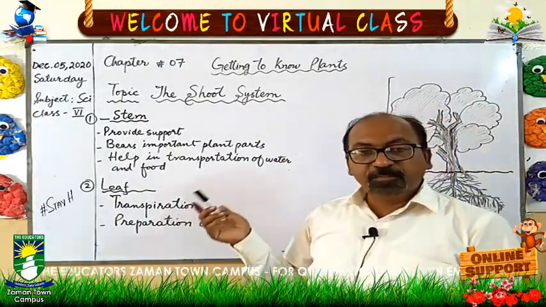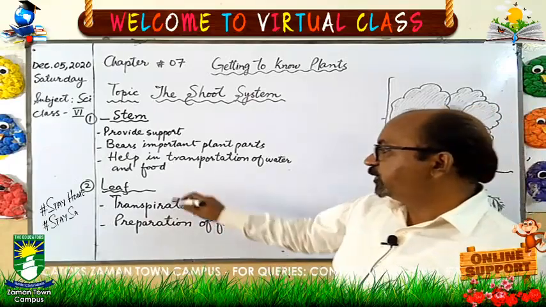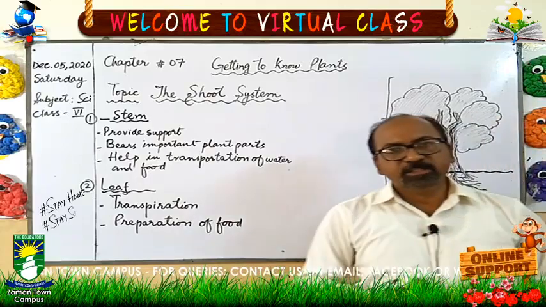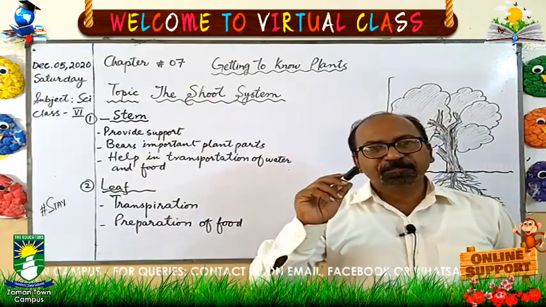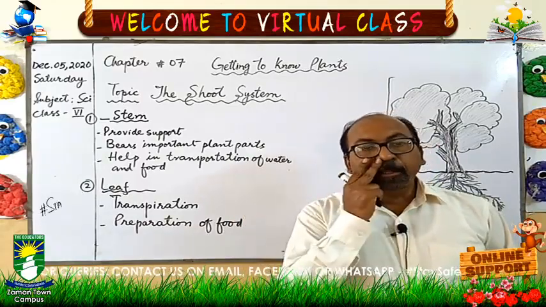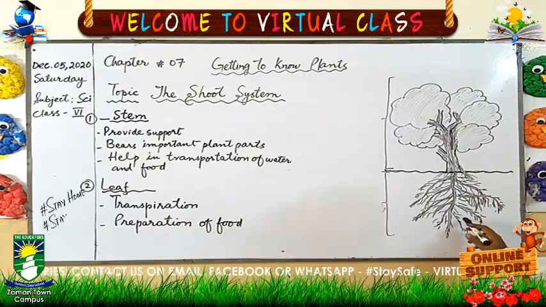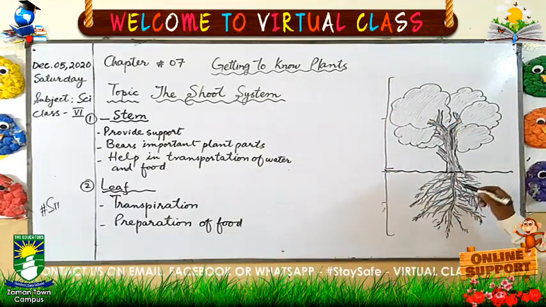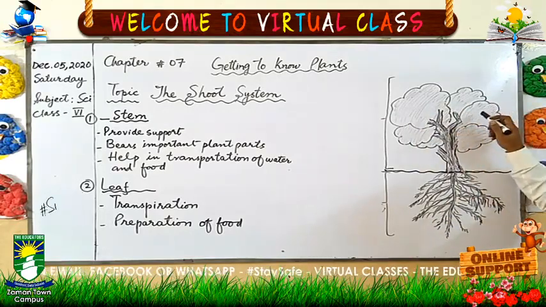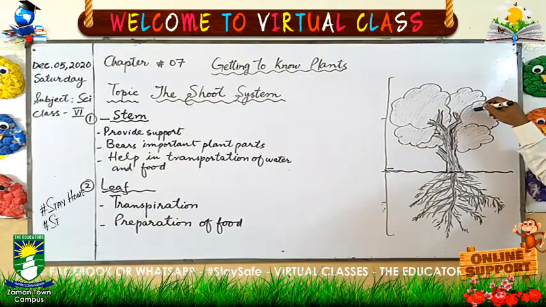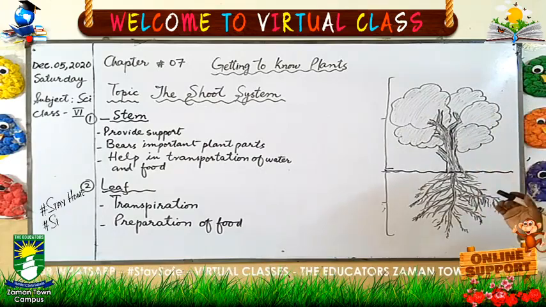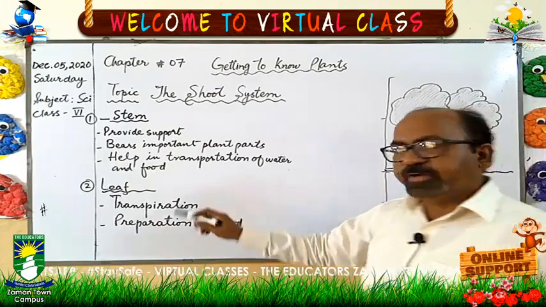And what is the function of the leaves? The first function is transpiration. Transpiration is a process when leaves evaporate water from their surface. The water which is absorbed by the roots from the soil goes to the aerial part of the plant. In the leaves, it transpires, meaning it moves from the plant through the leaves into the environment. This process is called transpiration.